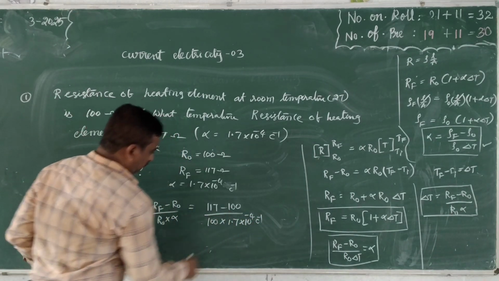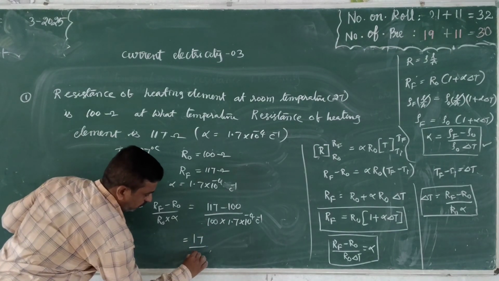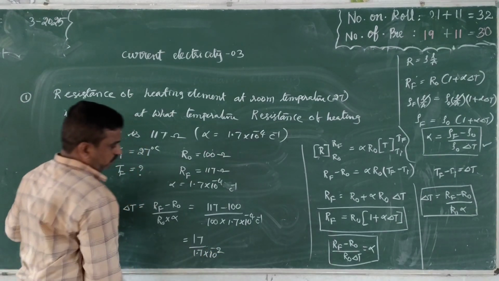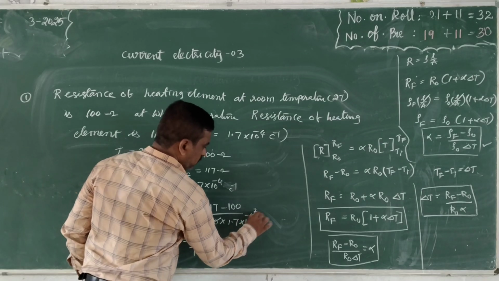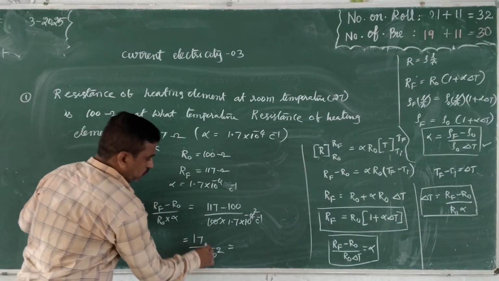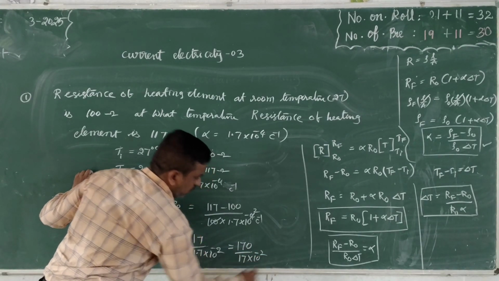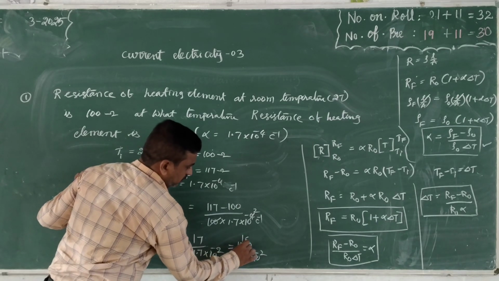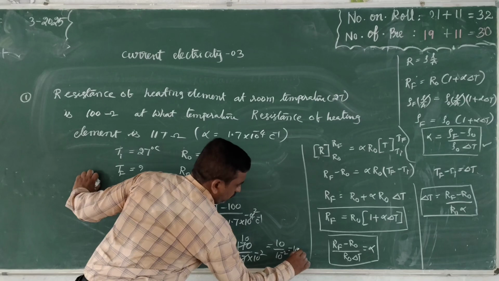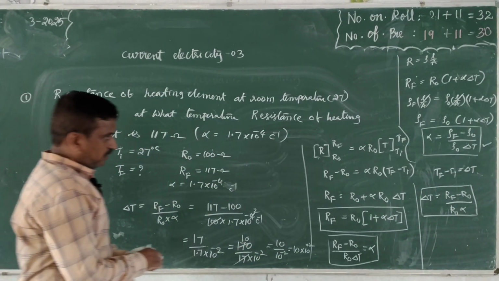See here, 117 minus 100 is 17, so 17 by 17 into 10 power minus 4, here we can write 1.7 into 10 power minus 2, because the 2 zeros can be reduced. Removing the point, we write 0 added to the numerator. Now 170 by 17 into 10 power minus 2. 17 ones, 17 tens, so 10 by 10 power minus 2. So it means 10 into 10 power plus 2, because the numerator will change.